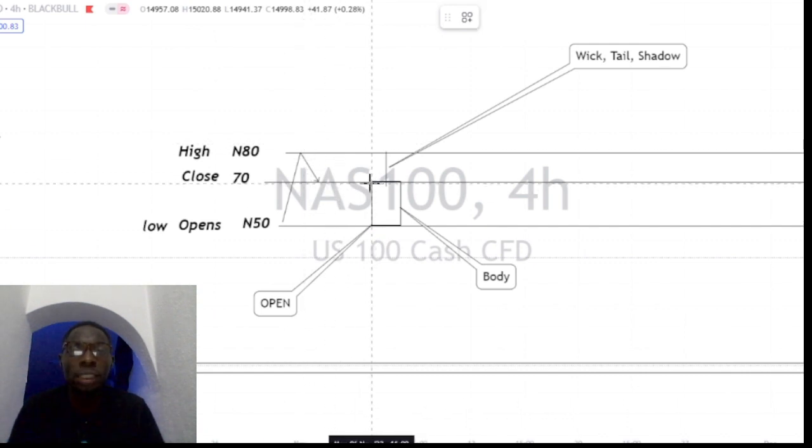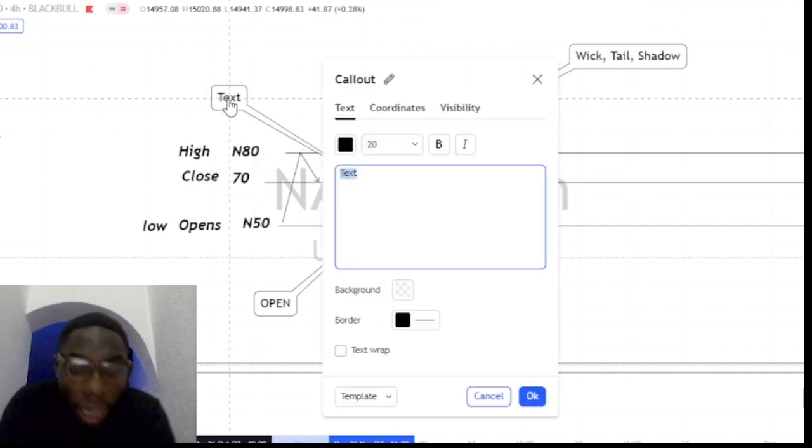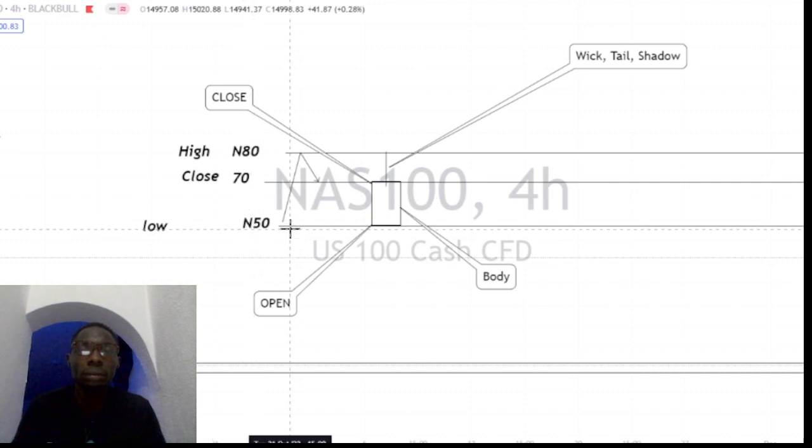We have the close here, and that is what surrounds the candlestick. Okay, so after the close, what other information do we need? As I'm writing it, let me be deleting the ones I've done.